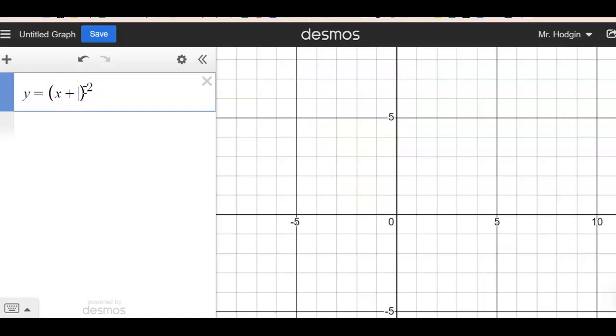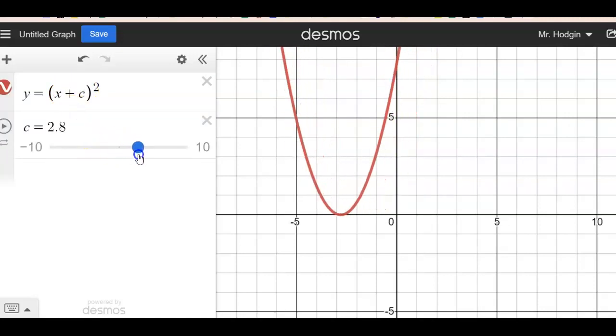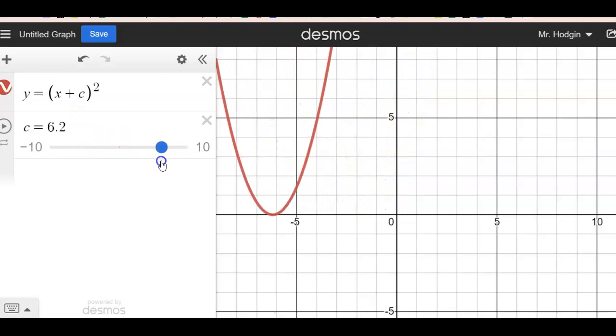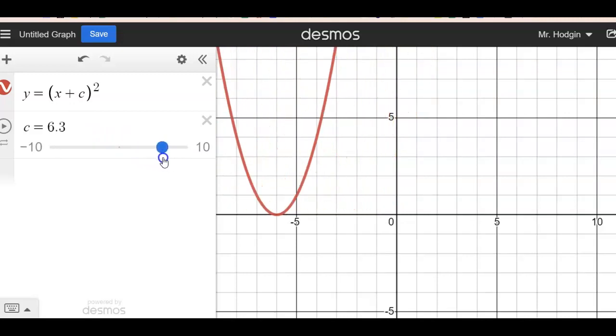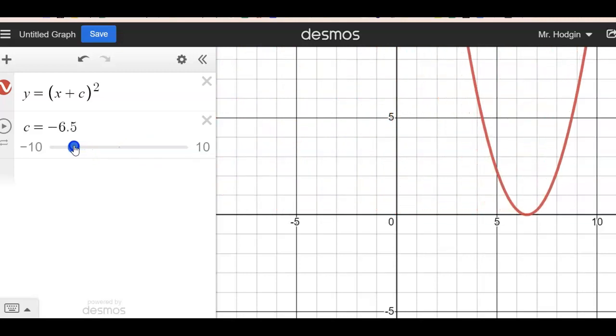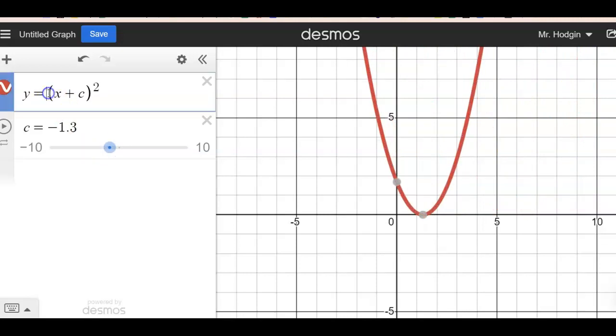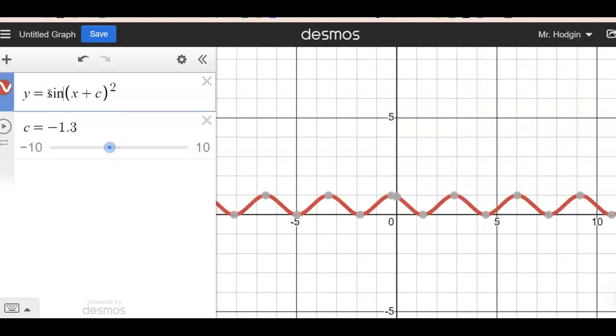And I'll put just C and put a slider there just to illustrate that the positive values do make it move to the left, into negative territory. And if I make this a negative number, it does move it to the right in positive territory. So the same thing is true. I just throw a sign in front.